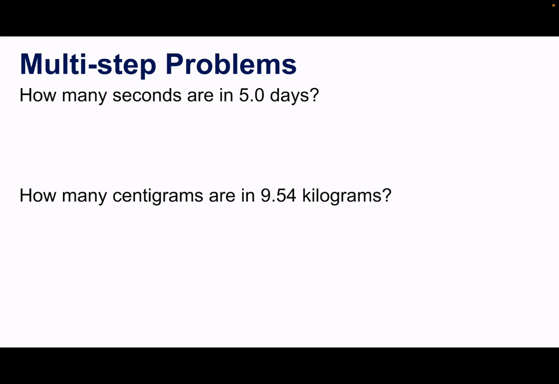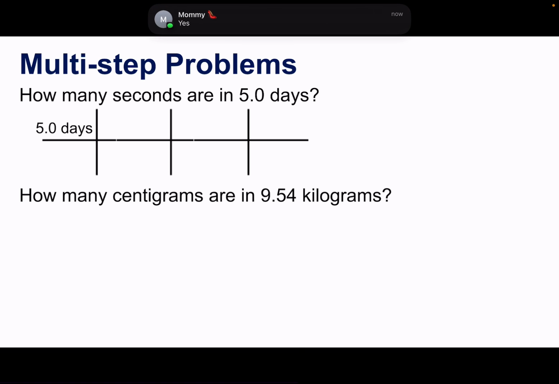Now, take a break if you want to before this next part, but we're going to look at multi-step problems. What if we need more than one conversion factor? So let's start and do how many seconds are in 5.0 days. You may not know how many steps it's going to take, so feel free to just draw the T-chart out with one vertical line first and add as you go. So let's start with 5 days. Some of y'all know exactly how to do this problem already, but let's use our T-chart.